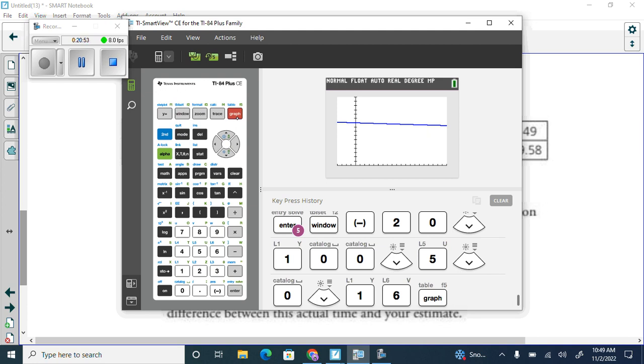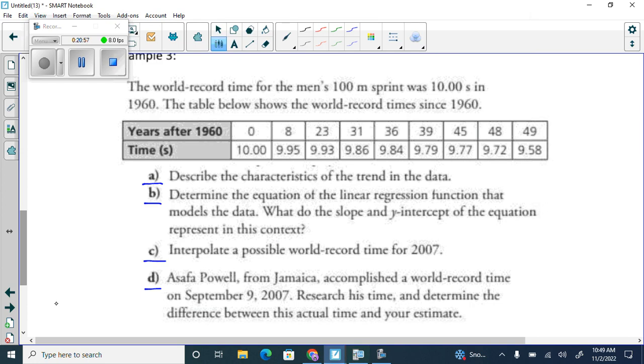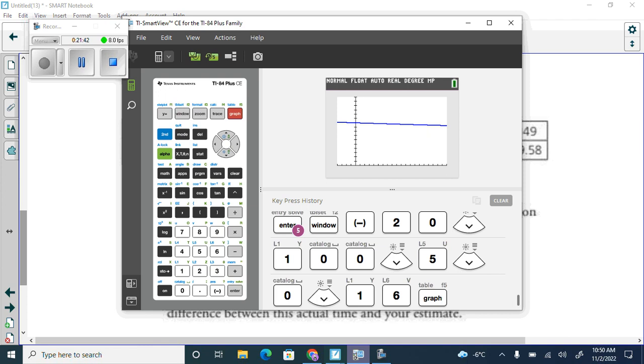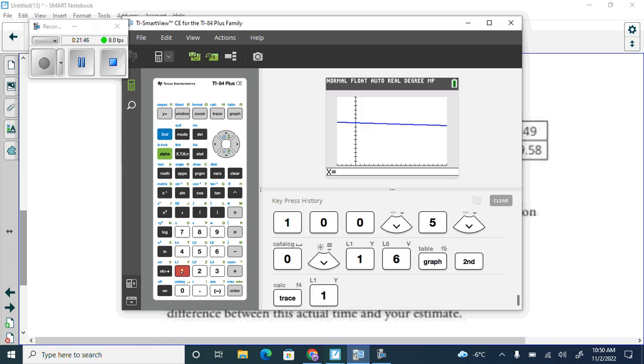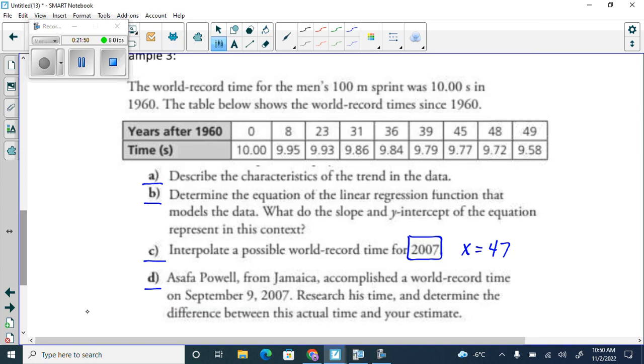So they want the world record in 2007. In 2007, did I give you x or y? x. Now, if you put 2007 in, it's going to cause problems. Last time, when we put in 2020 or 2024, it represented the correct thing, right? But I want 2007. If I put in 2007, that's 2007 years after 1960. Is that 2007? No. How many years after 1960 is 2007? 47. So I'm actually looking for when x equals 47, not 2007. You have to look at your table and reason. So I have an x, I'm going to go second, trace, value, 47. And I get 9.72 seconds.